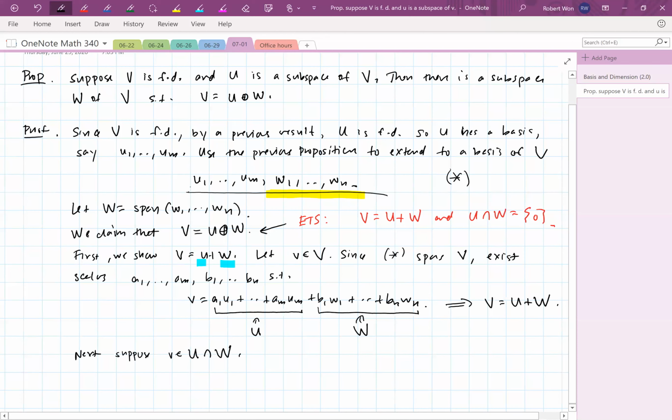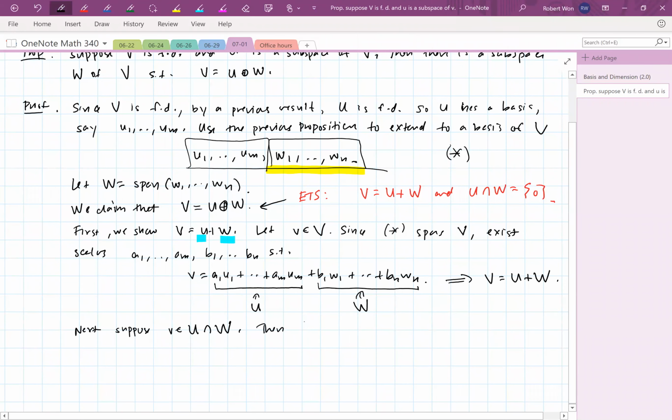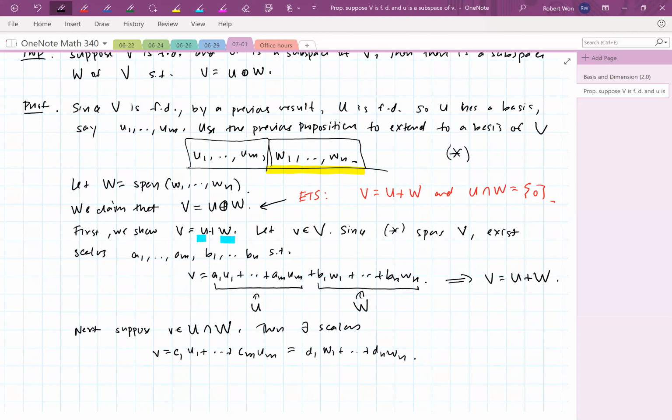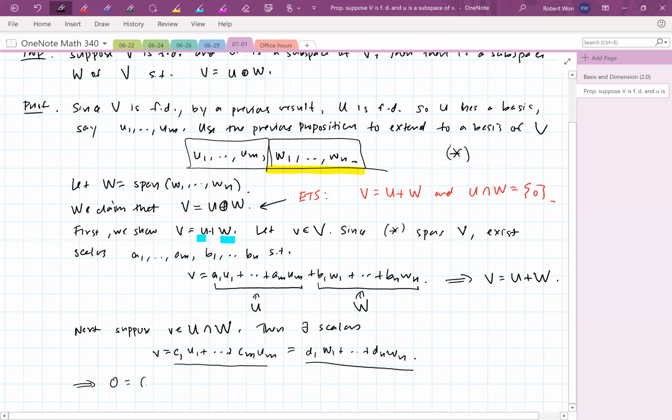The U's are a basis of U, so you can write v as a linear combination of just the U's. The W's are a basis of W, that means you can write v as a linear combination of just the W's. So then there exist scalars. Let me use different letters just to not be confusing. So v is C1U1 plus up through CMUM, and it's also D1W1 up through DNWN, because it's in U and it's in W. Well, I would like to show that v is 0. One thing I can do is take these two things which are equal to each other and subtract. This means that 0 is equal to C1U1 up through CMUM minus D1W1 up through DNWN.